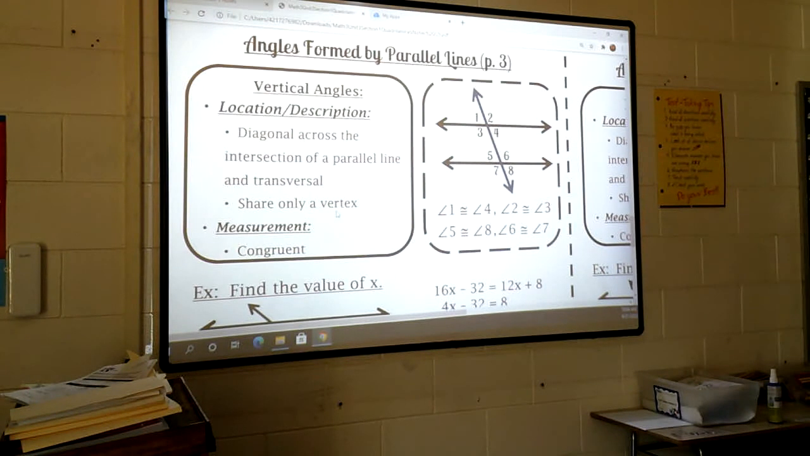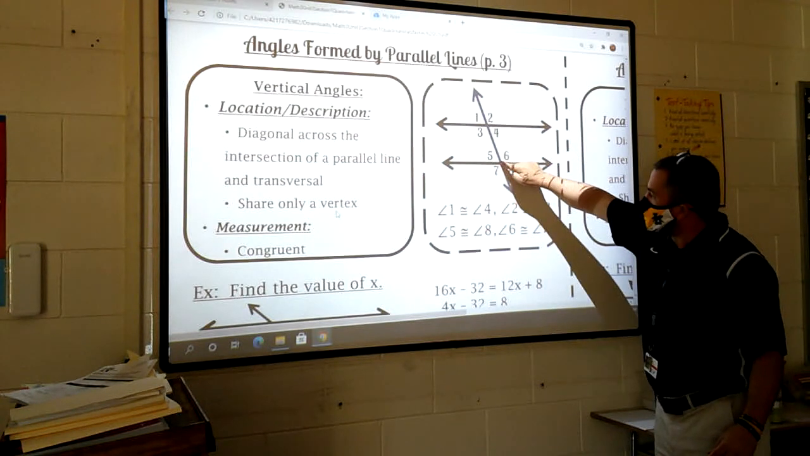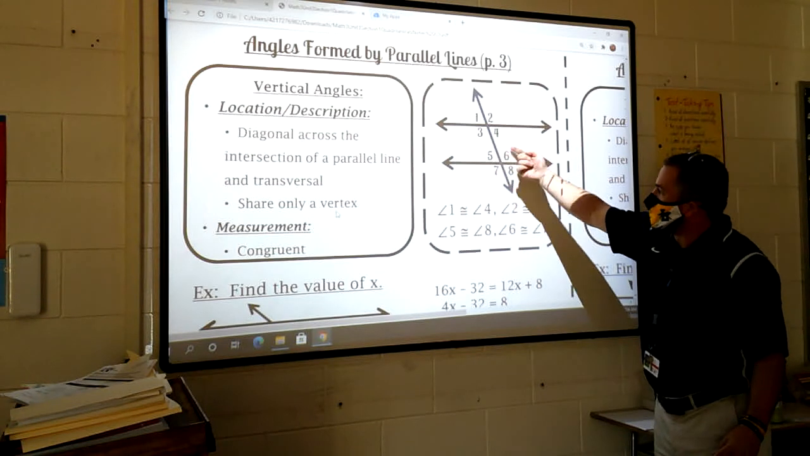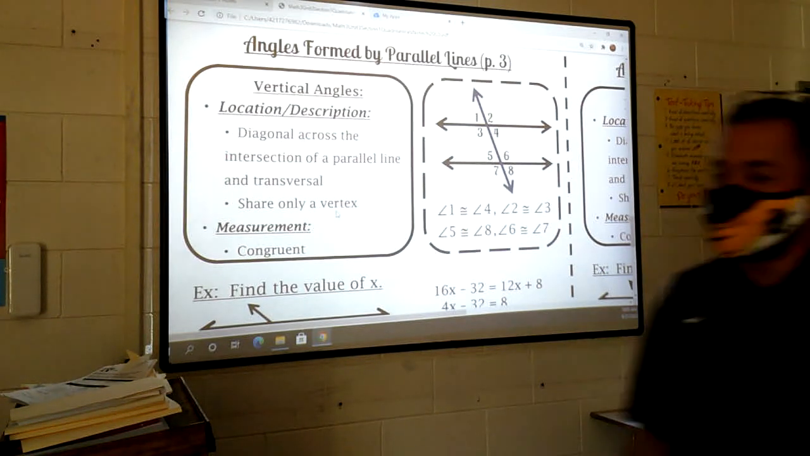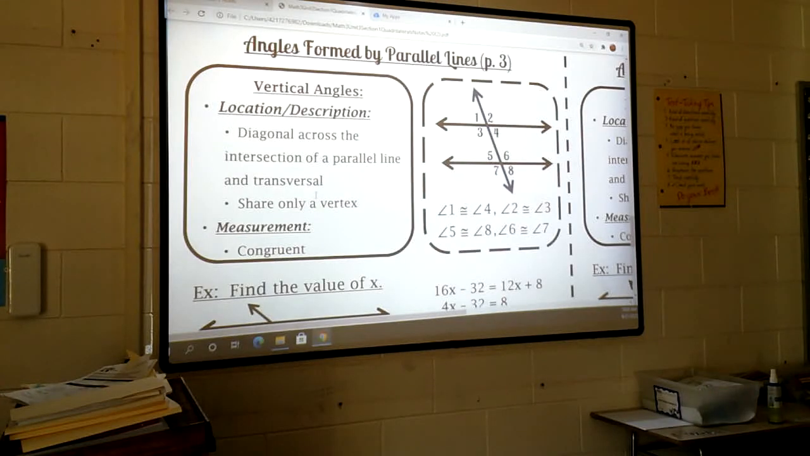It says they share a vertex, meaning vertex is like this point right here. So angle 6 and angle 7, they share this point. If you look at them, you can tell they're the same measure just by looking at them. So they're congruent. So angle 1 and 4 are congruent. Angle 5 and 8, angle 2 and 3, and angle 6 and 7. Okay? And so you can do the same thing with vertical angles that you would have done with the other ones. You can set them equal to each other.